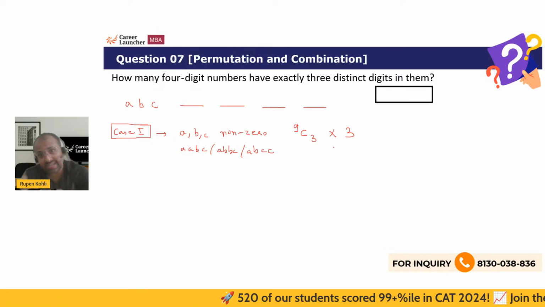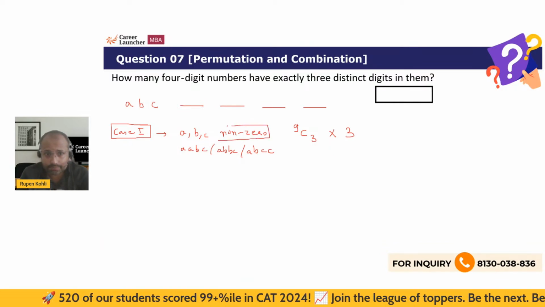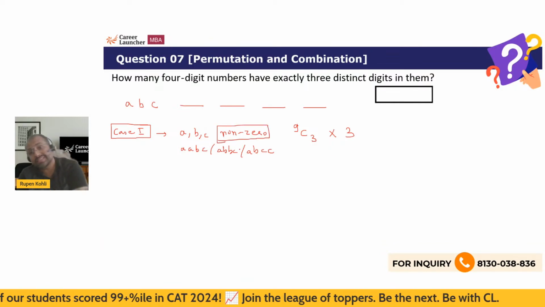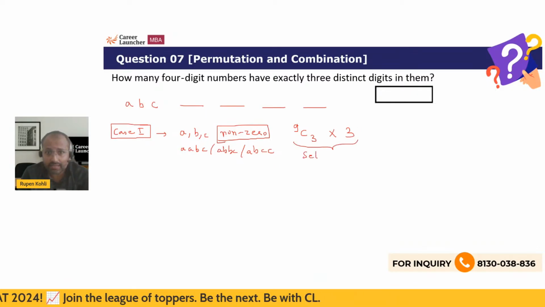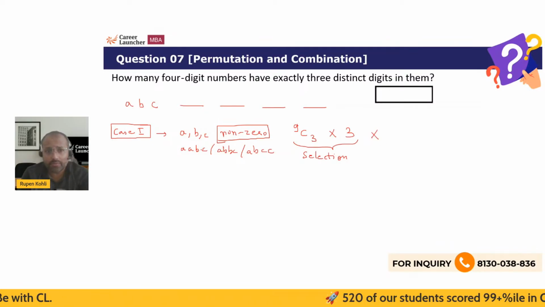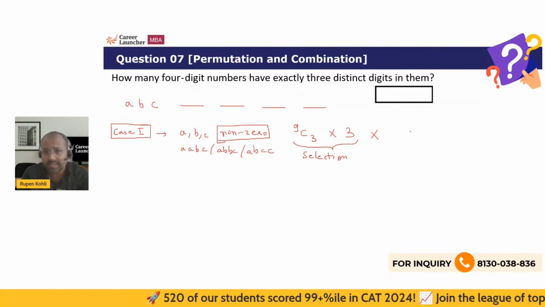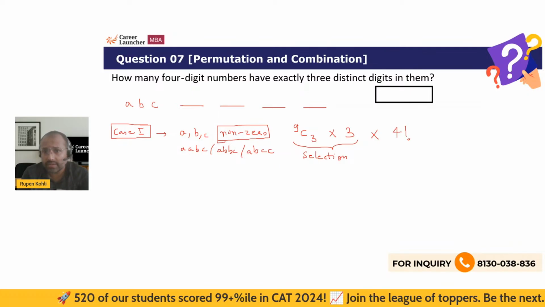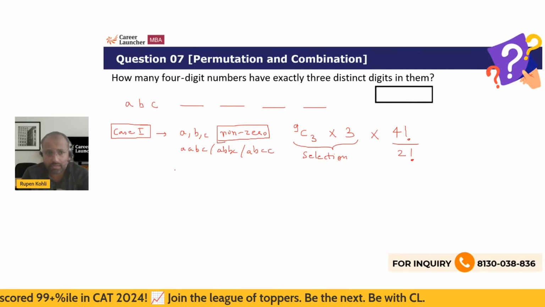9C3, ways to select A, B, C. Why? Because we are selecting non-zero digits. 3 ways to then decide which digit will repeat. So my selection is done. My selection of 4 digits is done, and then comes the arrangement part. Now we have a number of the form AABC. 4 objects out of which 2 objects are repeating. 4 factorial by 2 factorial ways to arrange. This is my first part.